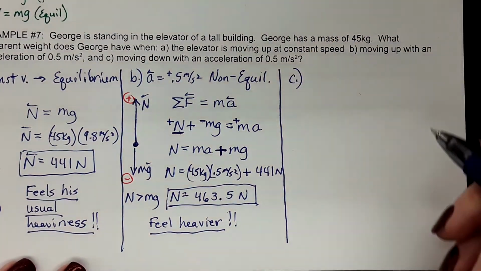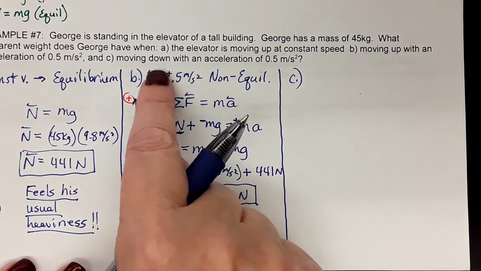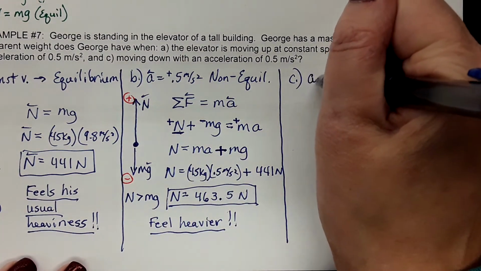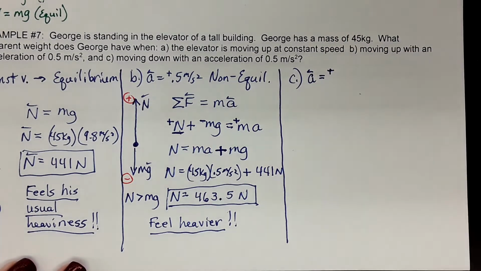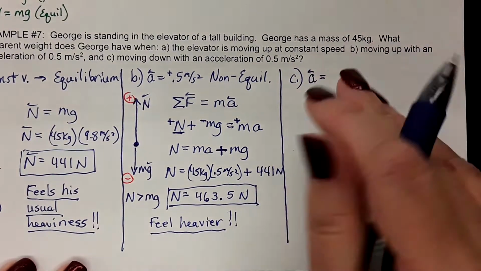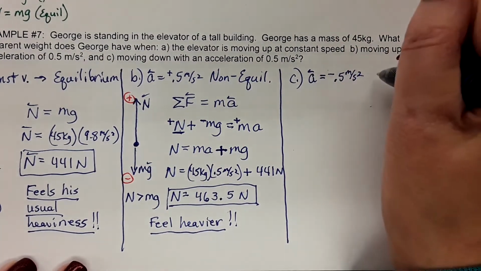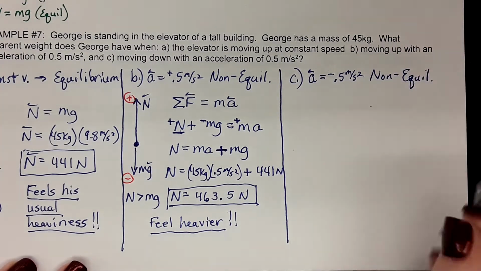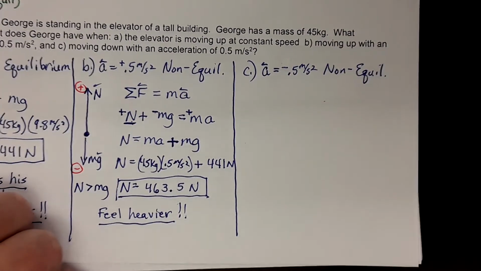Now let's look at the last case. This is when the elevator's also got an acceleration of 0.5 meters per second squared, but now moving downward. So let's take a look. All right, the acceleration equals positive. No, not positive. The acceleration is downward. So that's negative 0.5 meters per second squared. And because there is an acceleration, that means we're in a state of non-equilibrium, which means we'll be using Newton's second law. Okay? Be focusing on that a little more.